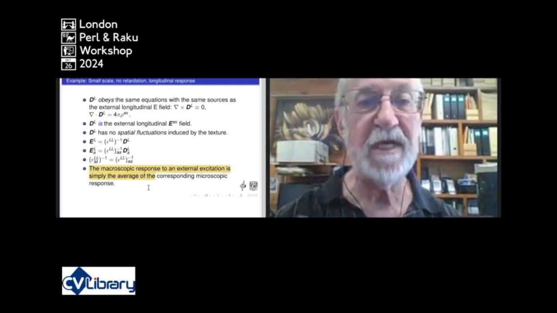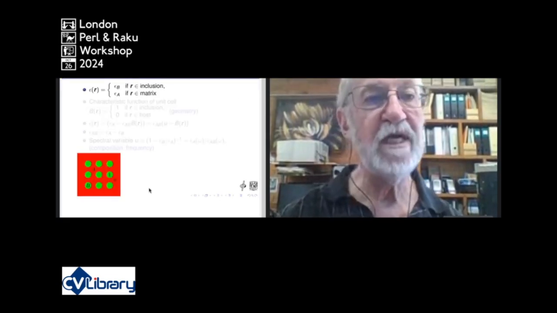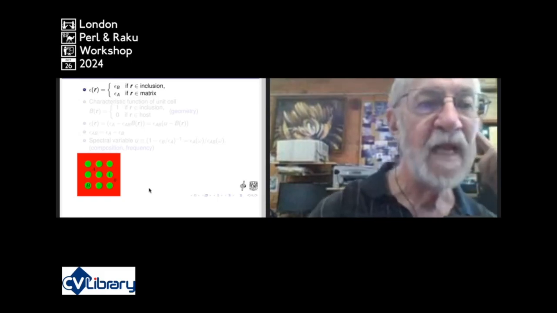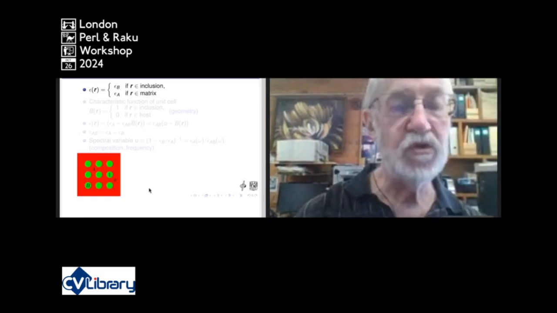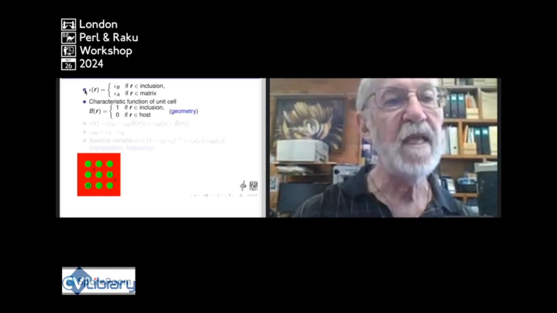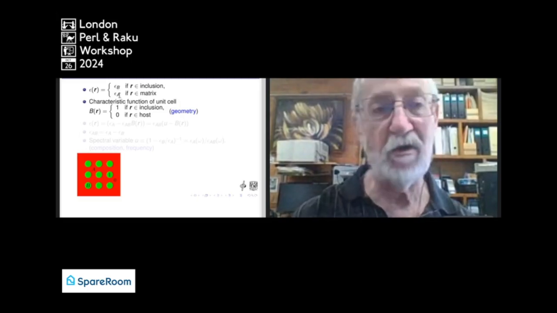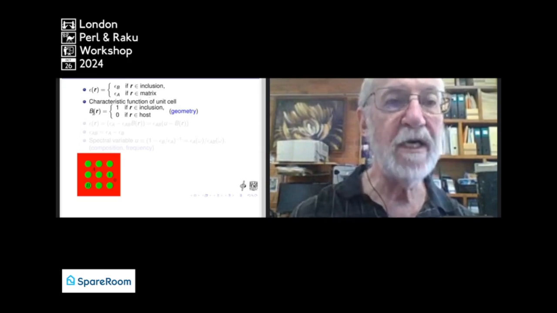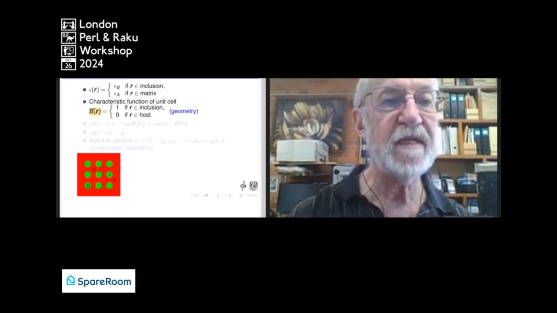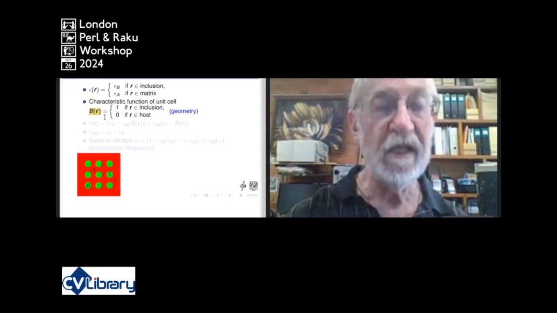The macroscopic response to an external excitation is simply the average of the corresponding microscopic response. If we take a simple system that has only two components, then the electric response has one of two values, either epsilon B, say, in a material that I will call B, or epsilon A in a material I call A.